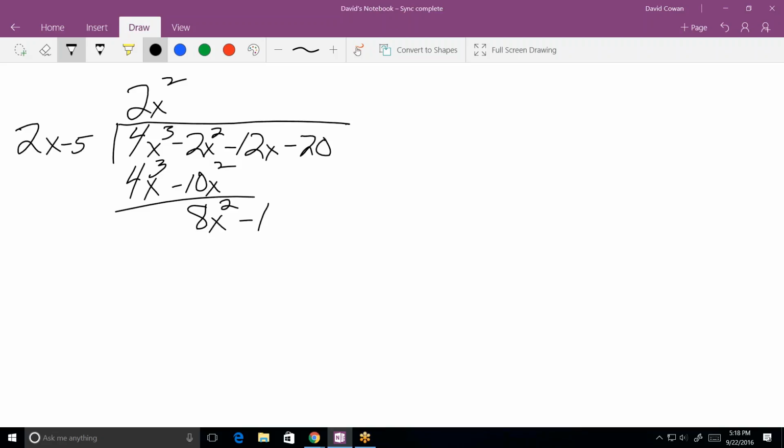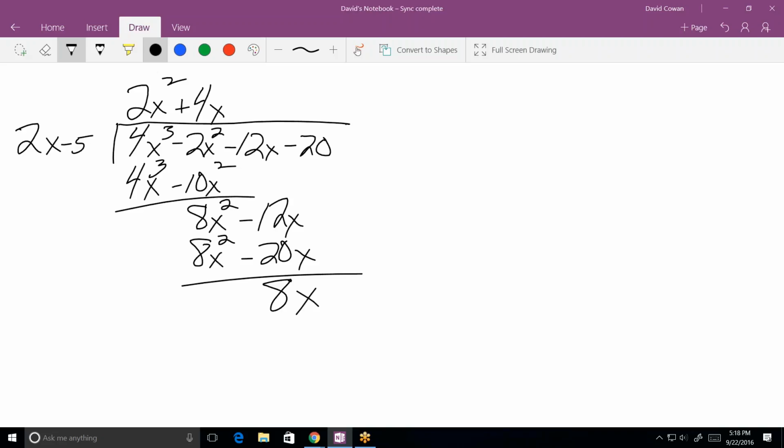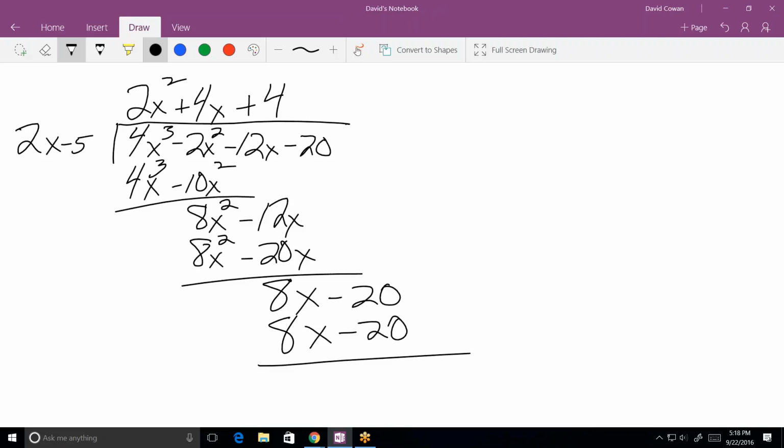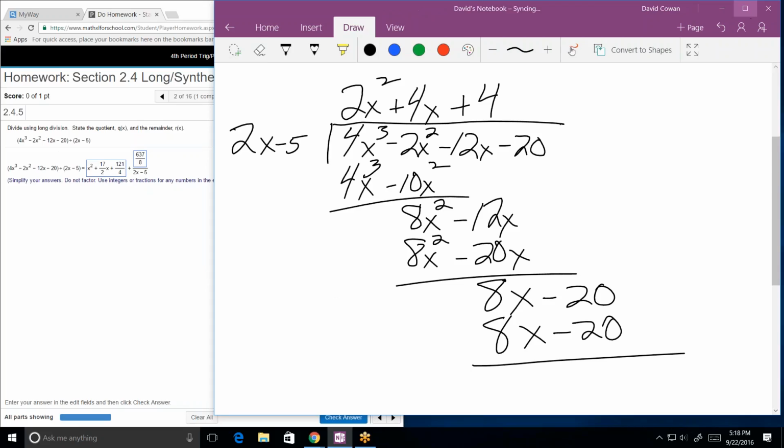Bring down the minus 12x and repeat. The next term is 4x. Multiply that 4x by both terms. Now subtract those, you get 8x, bring down the minus 20, and now you get plus 4, and it gives you no remainder again. You're going to look at that first answer and think you're nuts. Alright, luckily we get 2 shots at it.